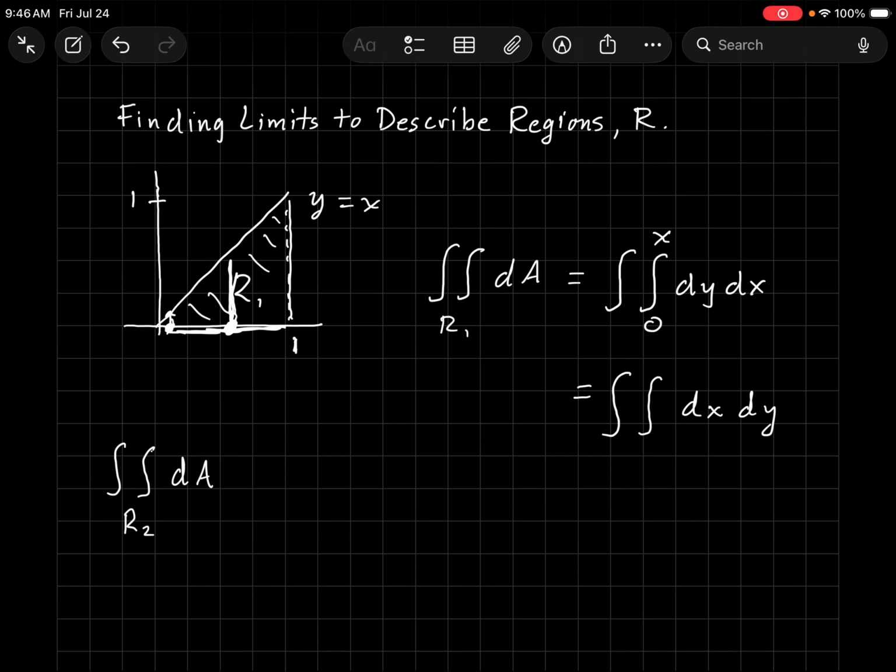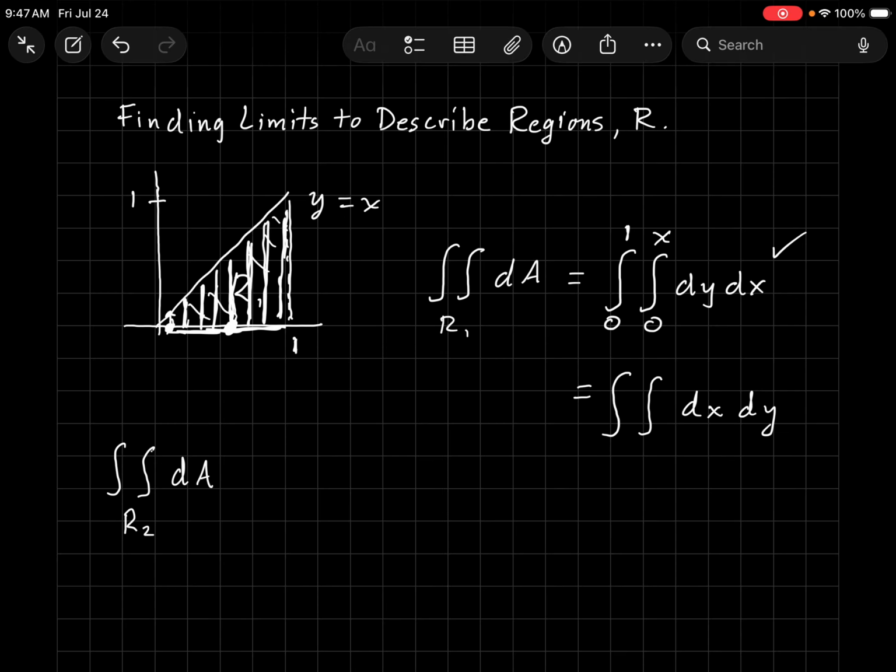So instead of doing areas of rows first, we would be doing areas of columns. Something like this. Now I need to add all those columns together. So where did I start making the columns? Well, I started making them at x equals 0. And I stopped making them at x equals 1. So this would describe the region R1.